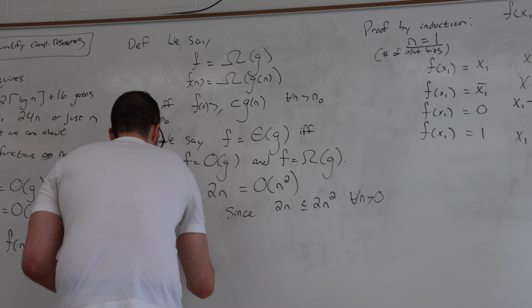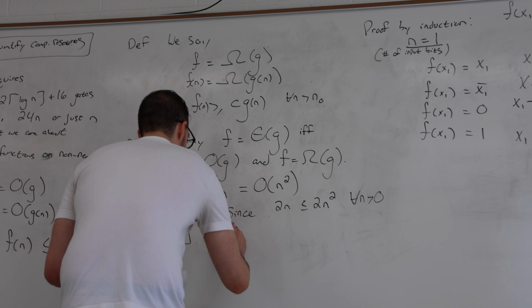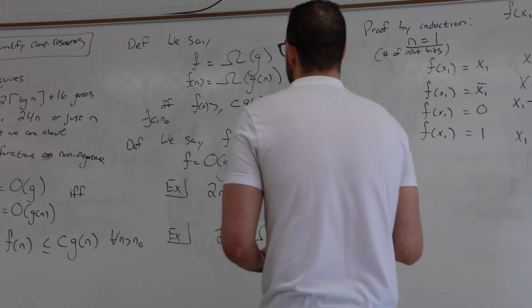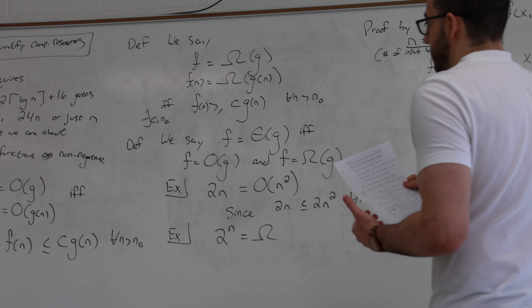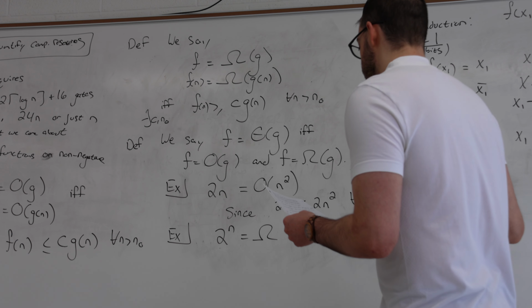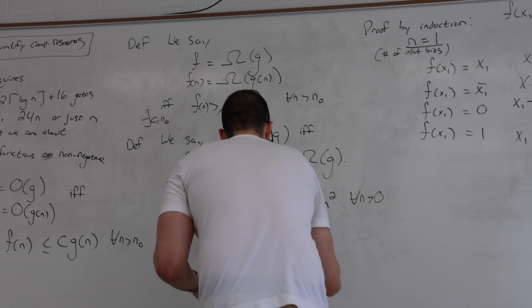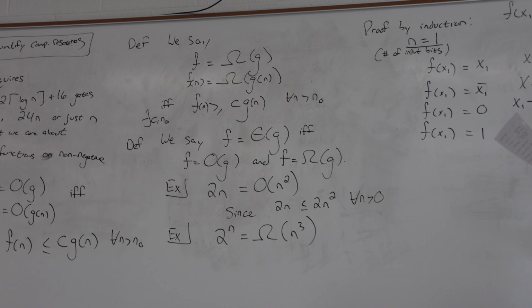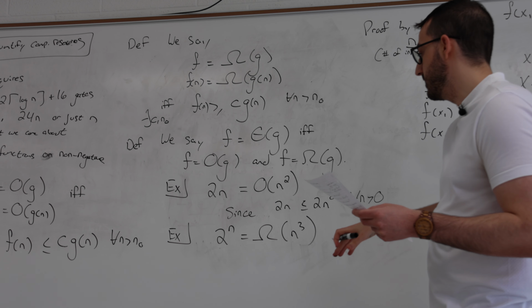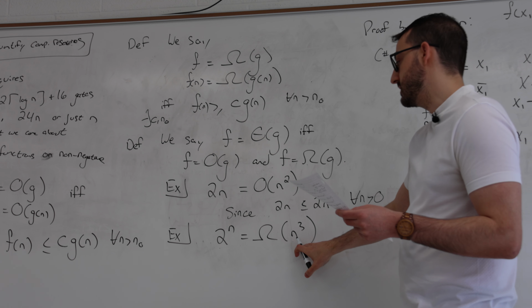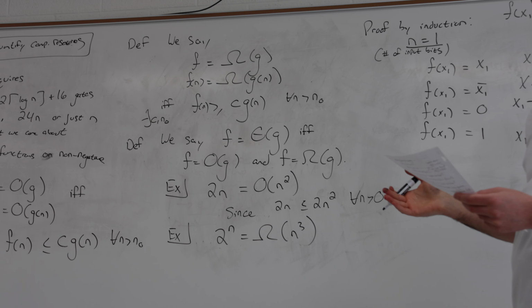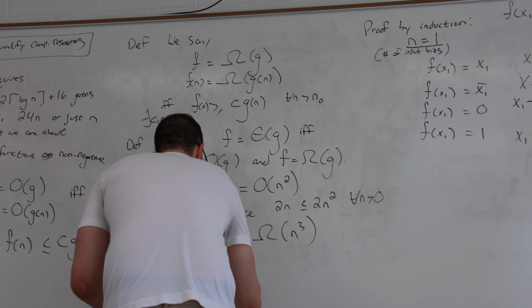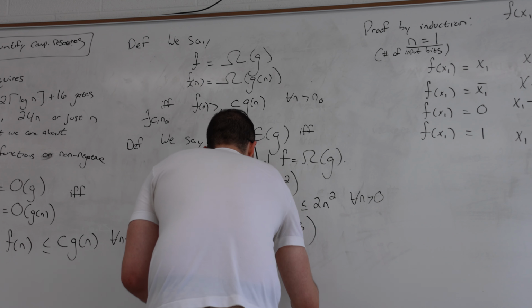So your second example is that the exponential function 2 to the n is big omega. So big omega is our notion of greater than or equal to, of, for example, n cubed. In this case, you might need to find some number n0, such that this is true. Because for the first few, it's going to be not the case. So we can make a table of n, 2 to the n, and n cubed.